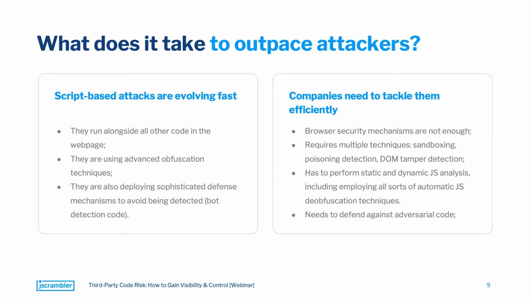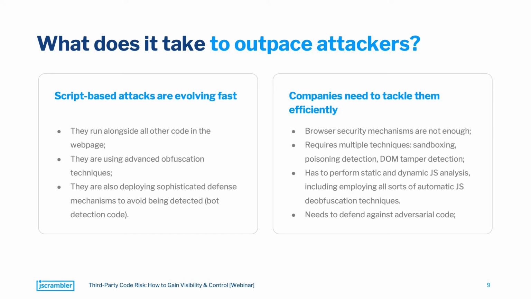So if CSP is not the answer, what is? Well, the first thing we have to have in mind is that script-based attacks haven't stopped evolving. When we take a look at recent examples, we see that they are using very advanced obfuscation techniques and sophisticated defense mechanisms like bot detection code to avoid being detected. So what does all of this tell us? Well, first, browser security by itself is surely not enough.